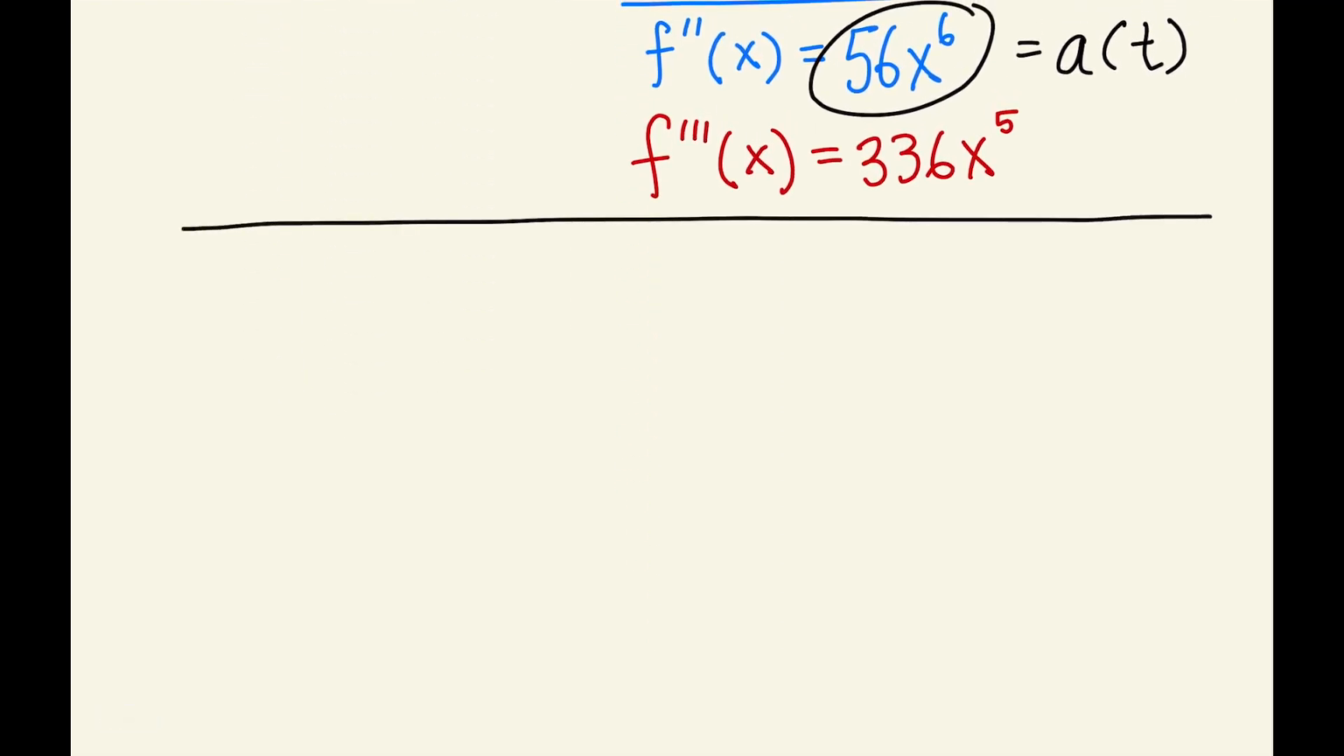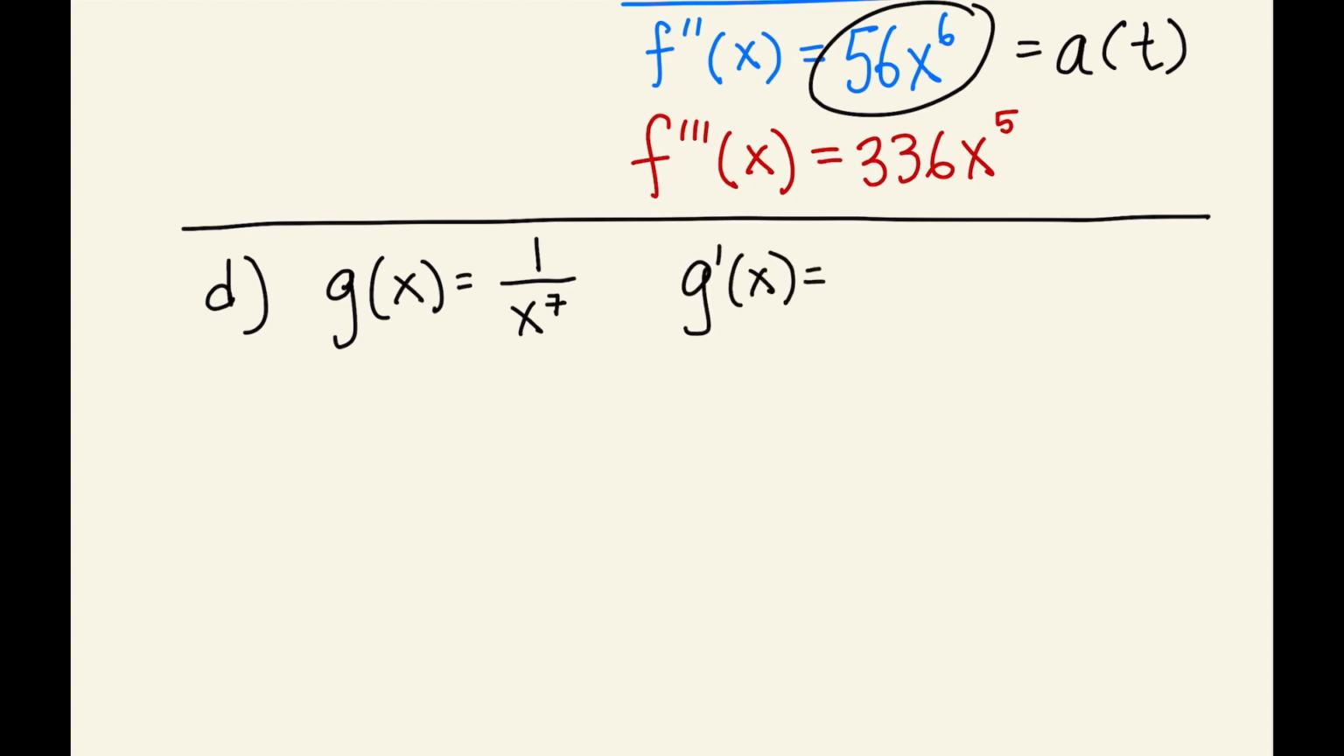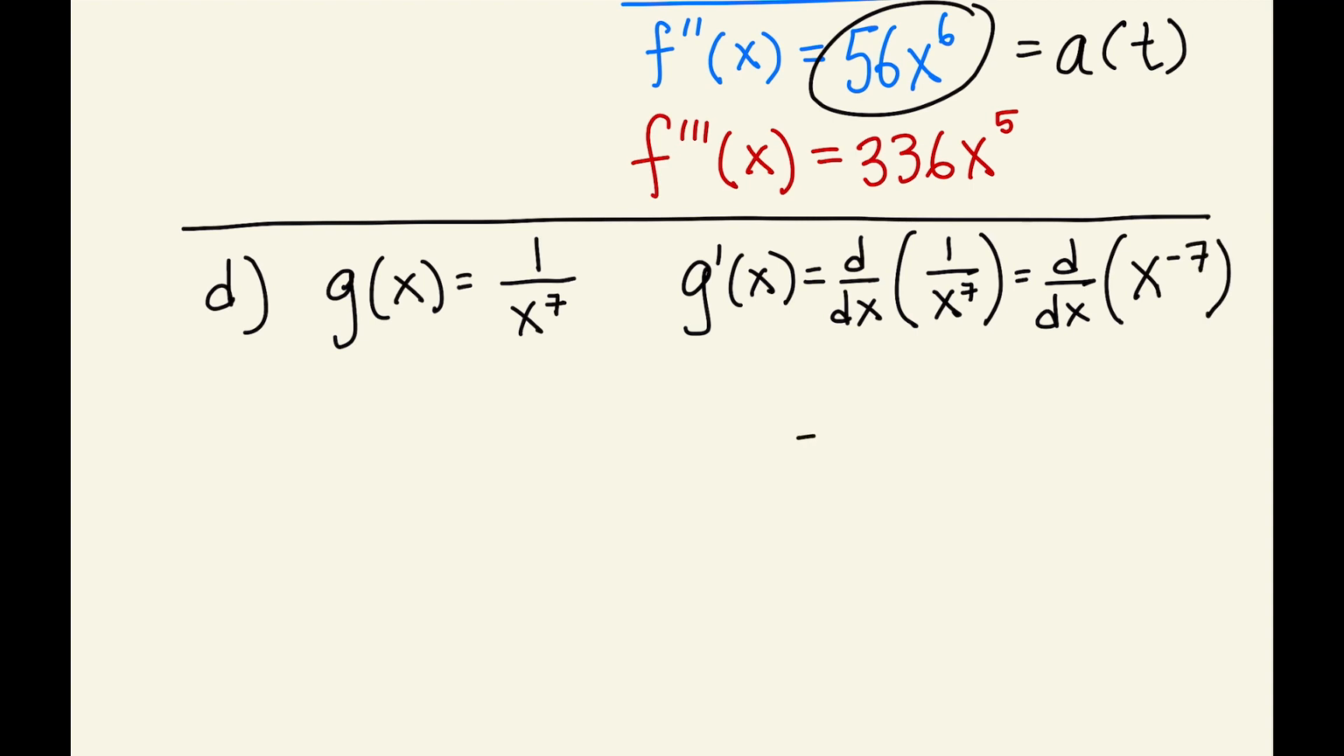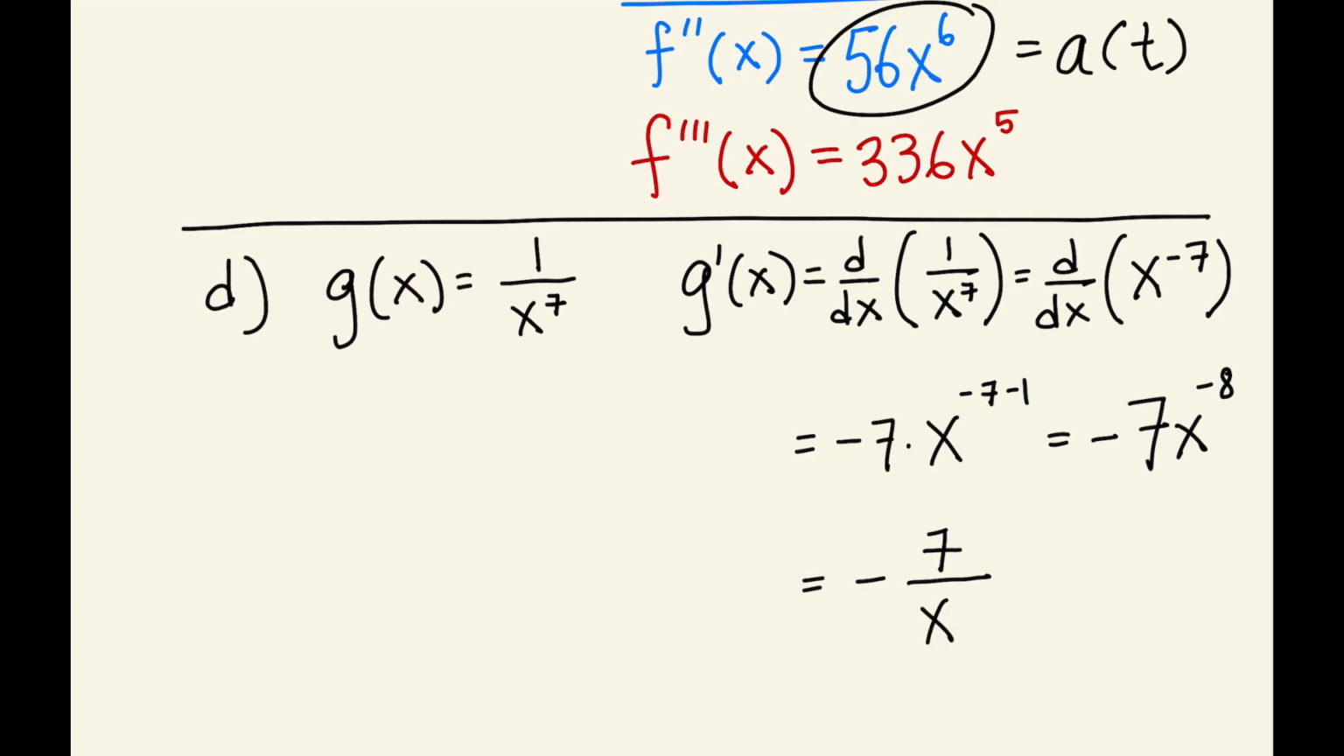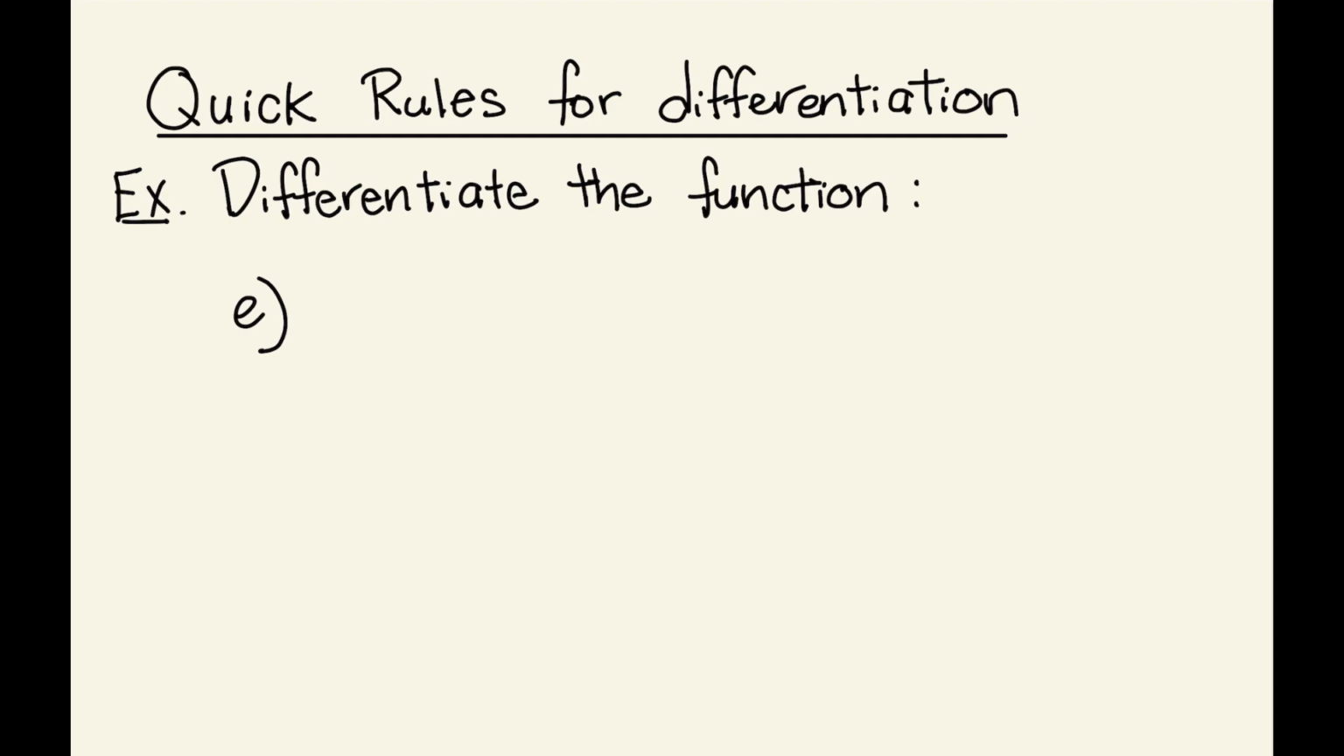Okay, so let's do another example. So suppose g of x is equal to 1 over x to the 7th. So in this case, g prime of x is equal to, I'm going to rewrite this function with negative exponents. So I haven't taken a derivative yet. I'm just rewriting it. Now I can use the power rule. So this would be negative 7 times x to the negative 7 minus 1. So that's negative 7x to the negative 8, which can be rewritten as negative 7 over x to the 8th. And we're done.